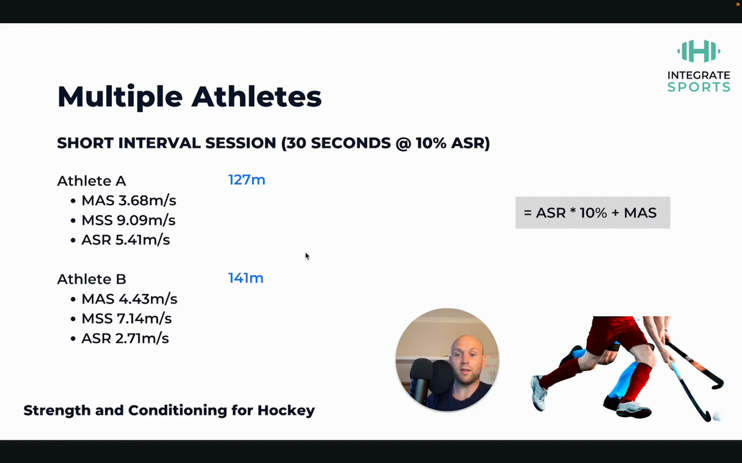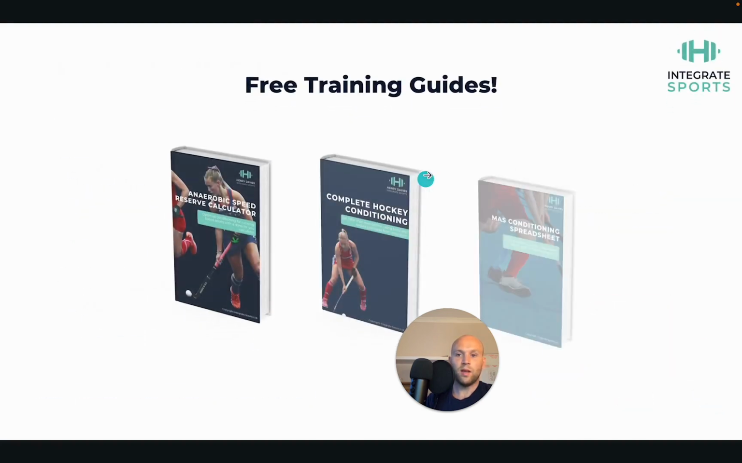Athlete B, on the other hand, has a mass score of 4.43, a top speed of 7.14, and so a smaller anaerobic speed reserve. But interestingly, their prescription will be a little different now. And broadly speaking, that's because of the mass score, again, being different. This is the kind of subtlety of prescription, because we account for not just mass, but also top speed. And so the difference in prescription there is accounted for by a higher maximal aerobic speed score.